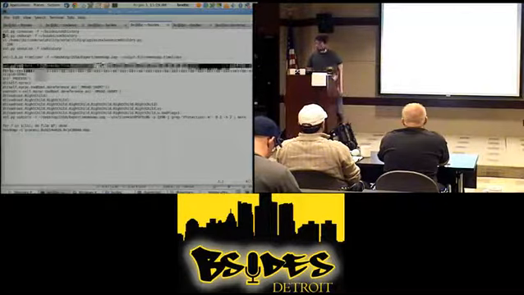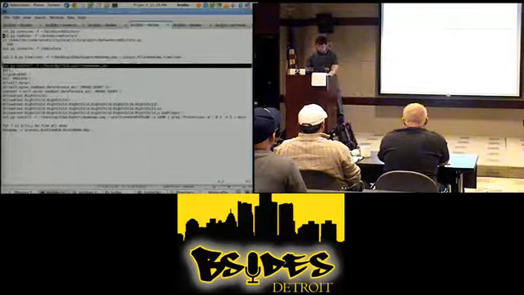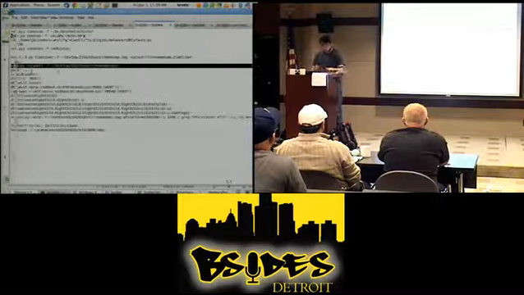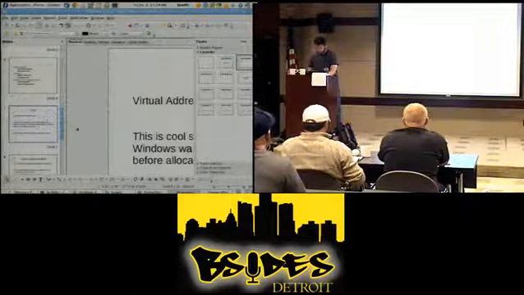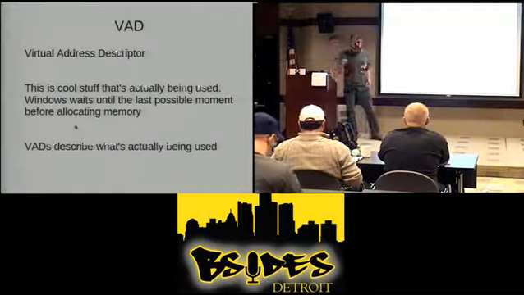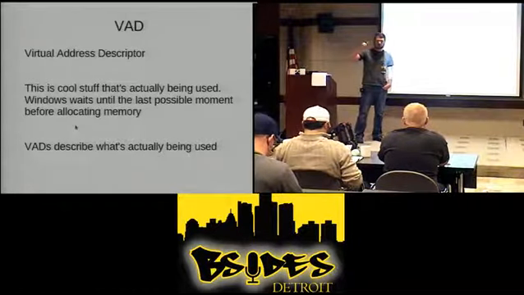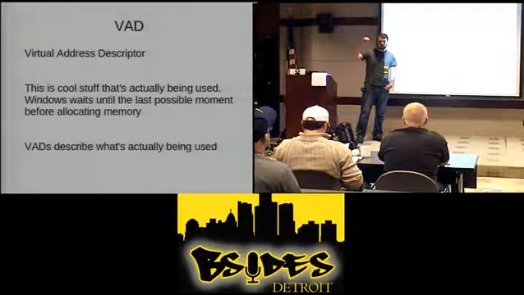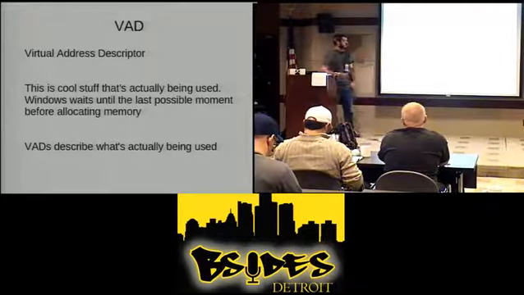So the last thing that we're going to take a look at is injected processes. And how we do that is by looking at what's called the virtual address descriptor. The virtual address descriptor is a tree-like structure, basically a tree that hangs upside down. You have your VAD root, so the very beginning, and it continues to branch out. What this describes is the pages that are actually being used in memory.